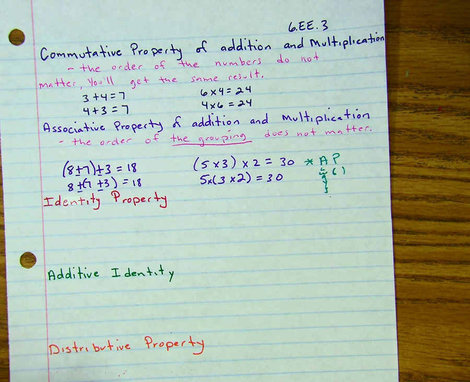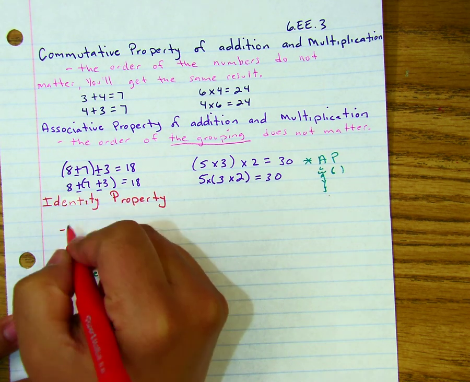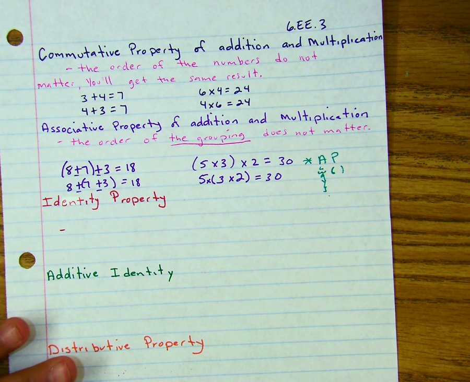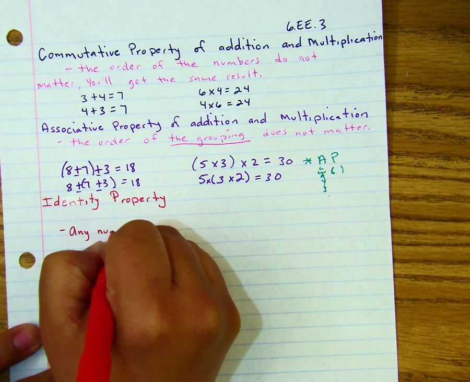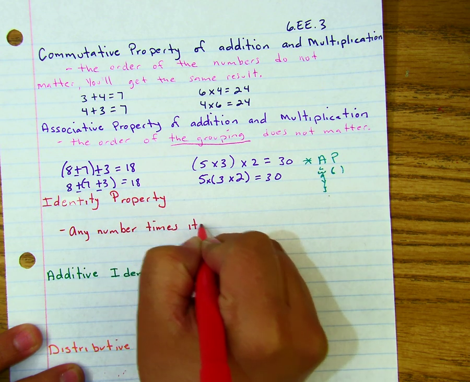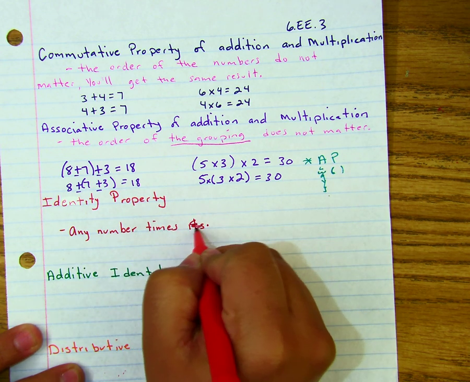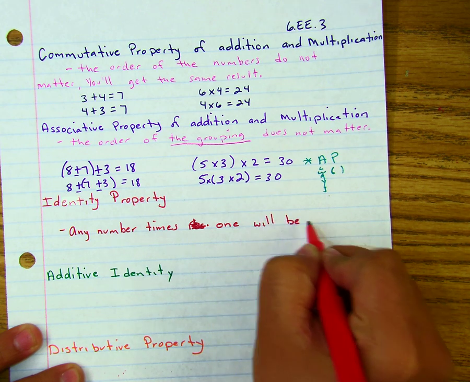Now let's move on to the identity property. Now the identity property, well, we know what identity means. Your identity is who you are. So identity property is basically saying that the number that is multiplied by one will always be itself. So any number times 1 will be itself.